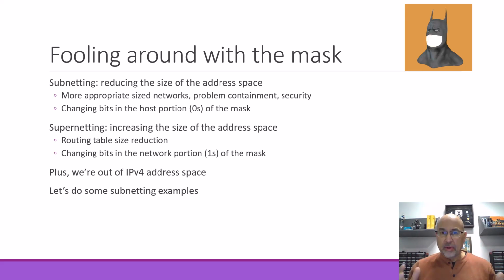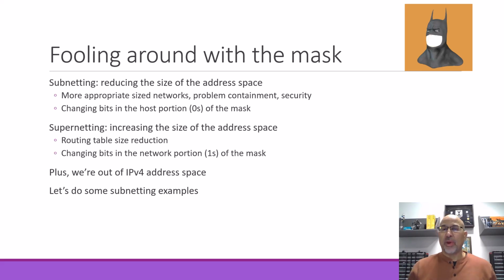The main reason that we do that is because we want to reduce routing table sizes. How do we do that? Well, when we manipulate the mask and we aggregate things together, that means that we can collapse several routing table entries into one as long as it's contiguous address space. So it makes routing more efficient. The way that we do that is we change bits in the network portion of the mask, so we're going to convert ones to zeros.